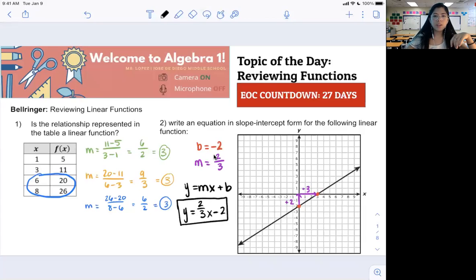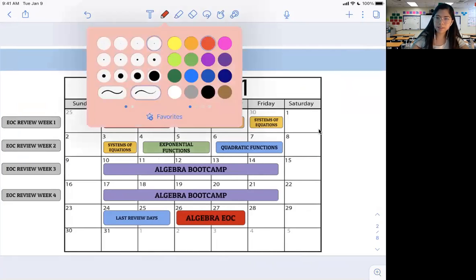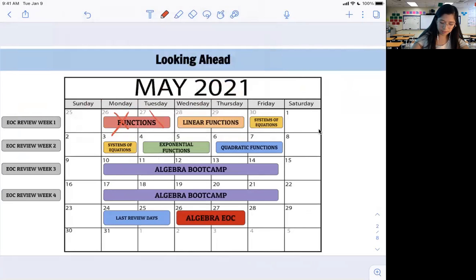Awesome. All right. So with that being said, let's do a quick recap of where we are right now. Today, countdown 27 days. Today is Thursday, thank goodness for that. We are on day 2 of linear functions. And tomorrow we move on to systems of equations.